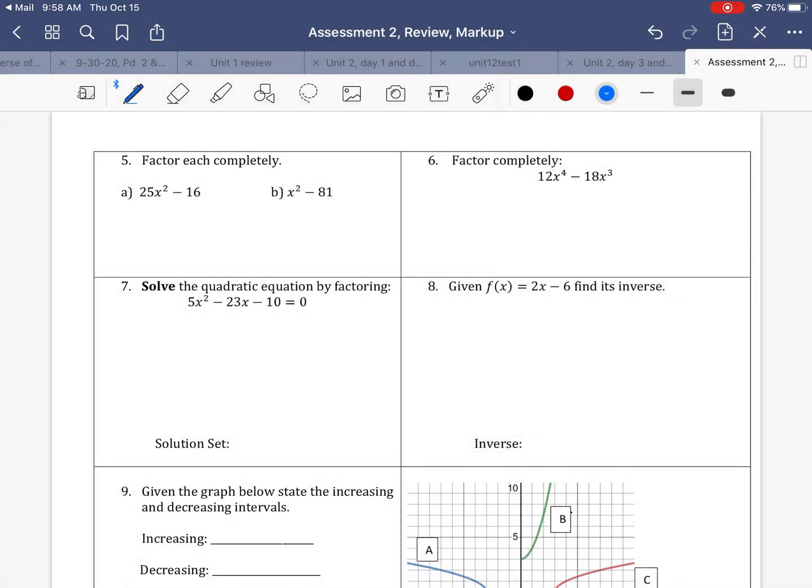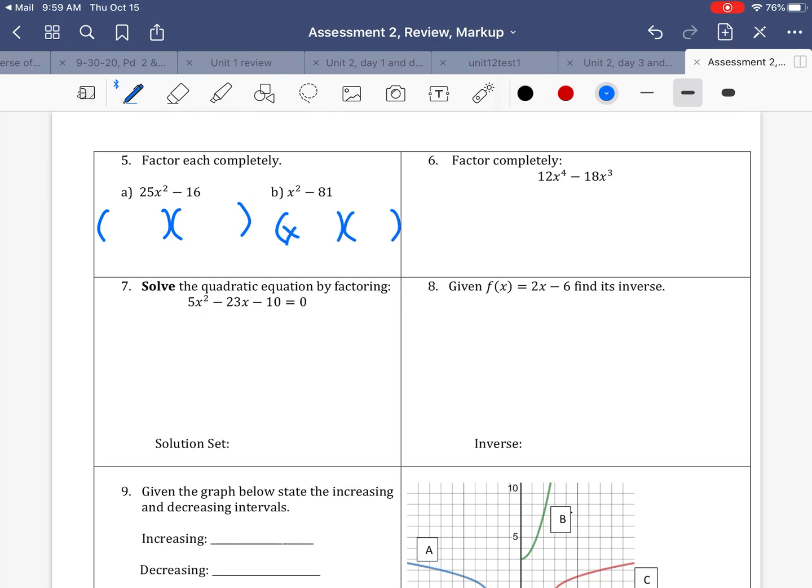So some more factoring. All right, now you notice these right here in number 5 are both perfect squares. 25 and 16 don't have a GCF. This x squared and 81 don't have a GCF. These are just that little pattern we kind of showed you before where you have perfect squares. So I'm going to do letter B. That's the easier one, actually.